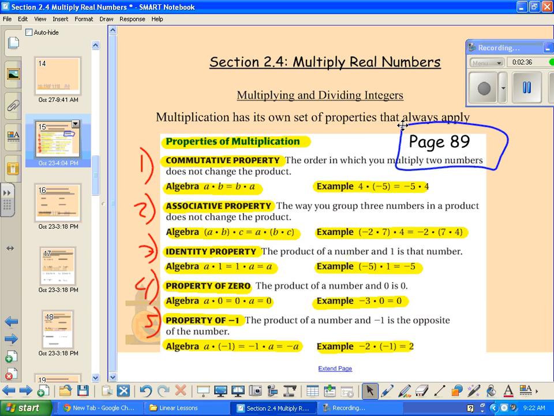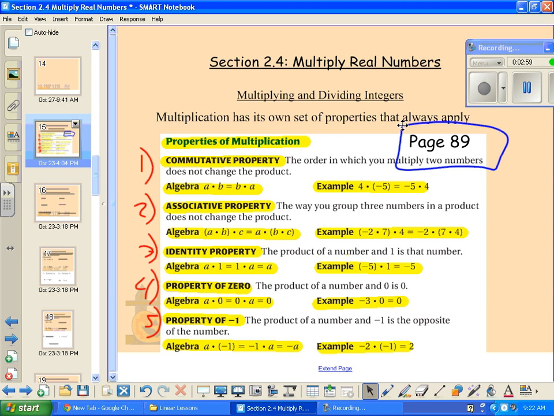The last 2 are a little different than the properties we had in addition. Number 4 here, the property of 0. It just says when I multiply any number times 0, I get 0 for an answer. Again, maybe something you've realized over time, maybe back in 1st grade when you were doing flashcards, but there is actually a property that says that, the property of 0. When I multiply any number by 0, I just get 0 for an answer.